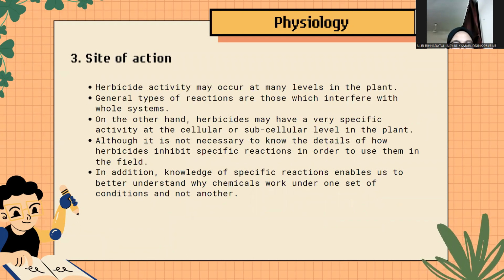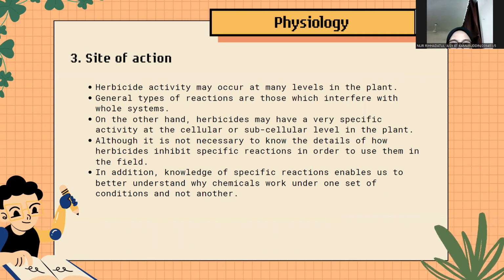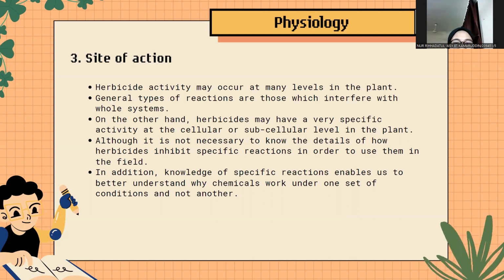Okay, the next is site of action. Herbicide activity may occur at many levels in the plant. Some herbicide reactions are very general and some are quite specific. General types of reaction are those which interfere with the whole system, for example, the dissolution of a plant's critical waves, or the destruction of membranes.